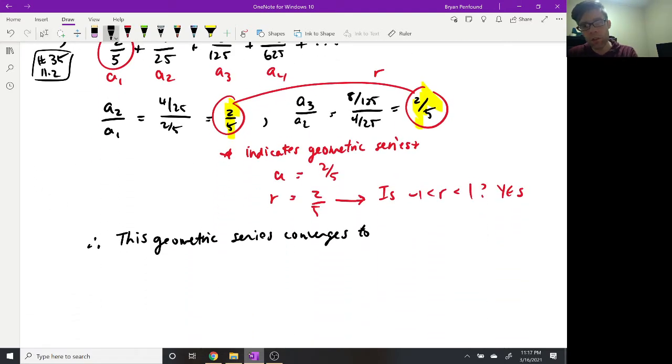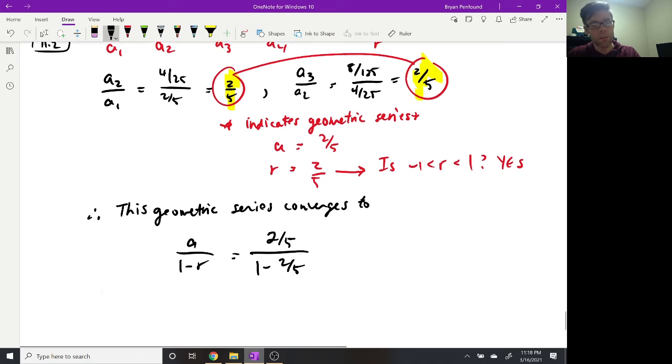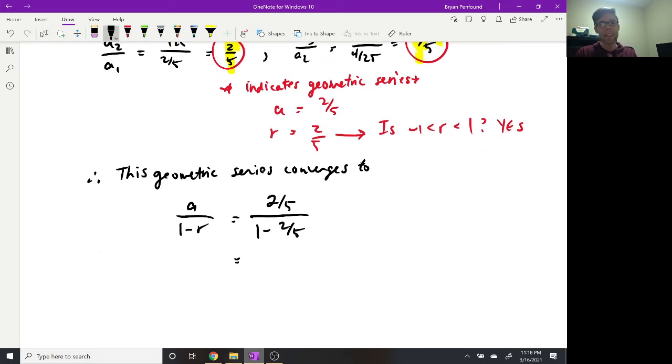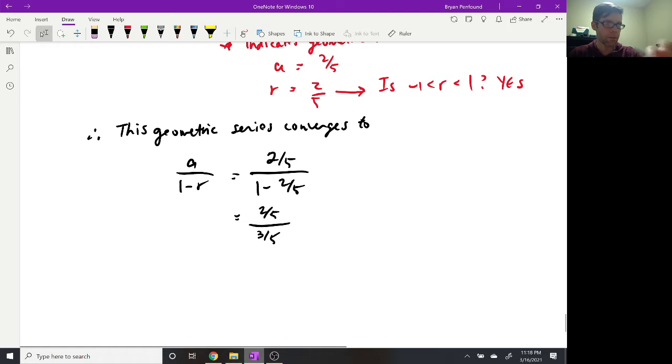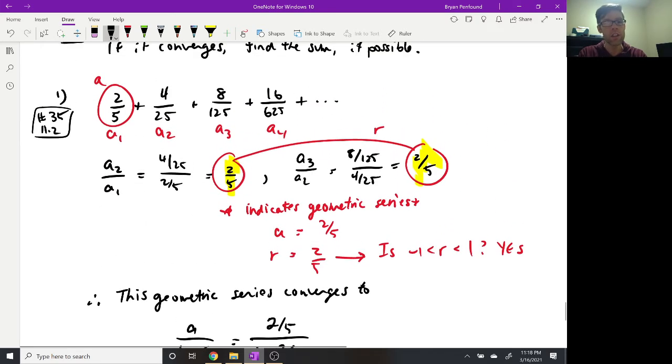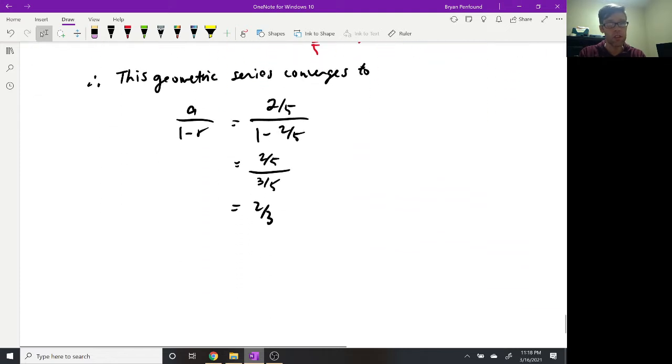So this geometric series will converge to A over 1 minus R, which is 2/5 divided by 1 minus 2/5. If we can simplify this fraction, we know exactly how to define the sum of this particular series. Let's see, what do we have? 1 is 5/5. So we have 2/5 stuck here in the numerator. In the denominator, we have 5 minus 2, so that's going to be 3/5. After we flip and multiply here, we should get 2/3. So the sum of our initial series should be 2/3.